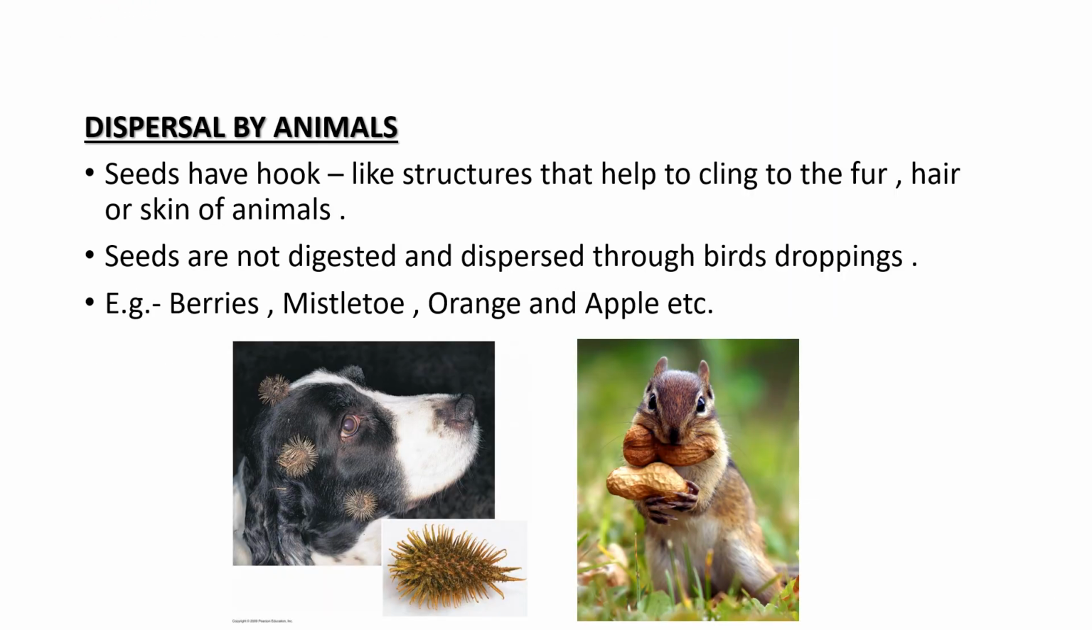Now dispersal by animals. Animals also help in dispersal of seeds. You can see in the picture that the seed is stuck, entangled in the hairs of the dog. So it means that seeds should have some special feature which helps them to get stuck in the hair or skin of the animal. You can see here the seed has so many hook-like structures which get stuck in the hair. In this way they reach from one place to another.